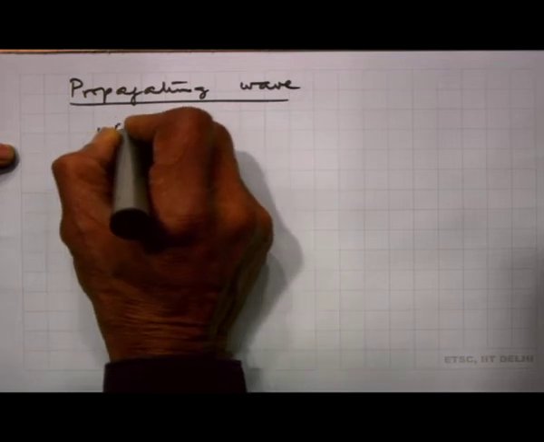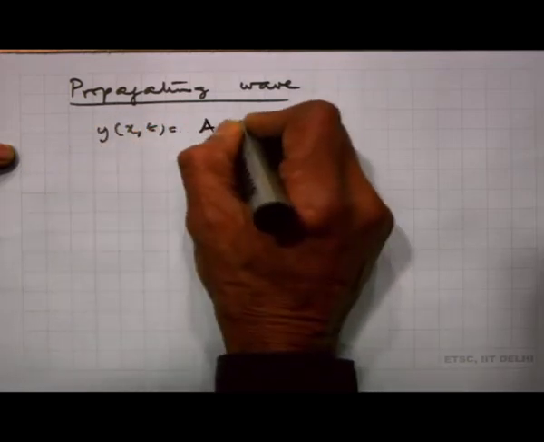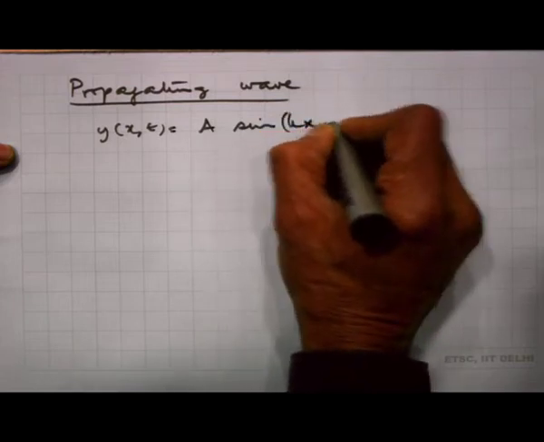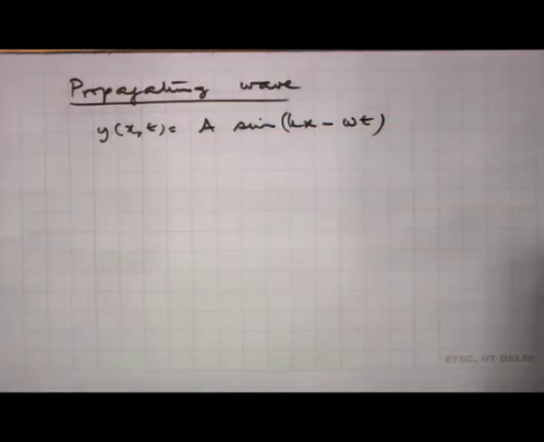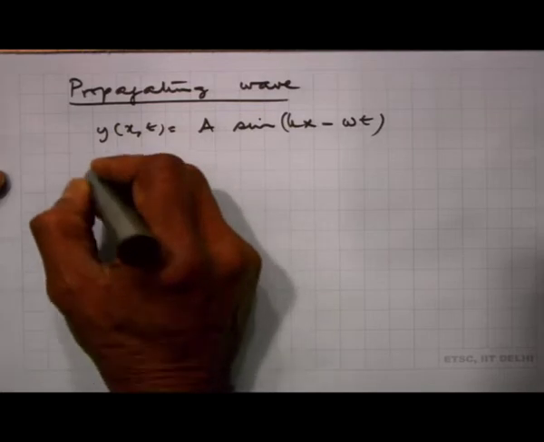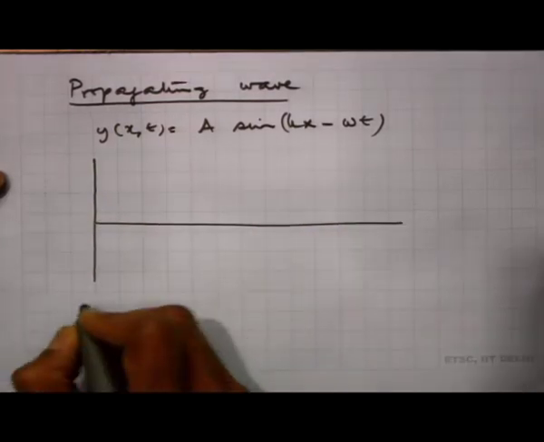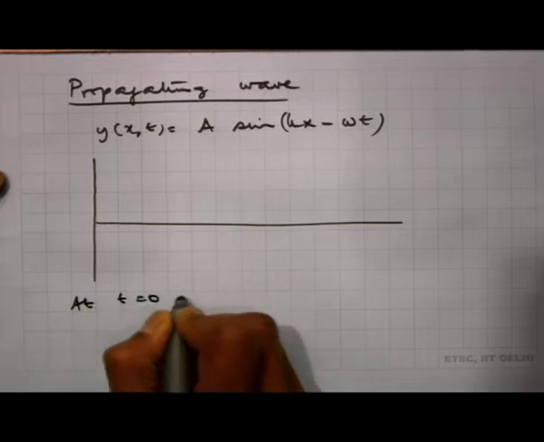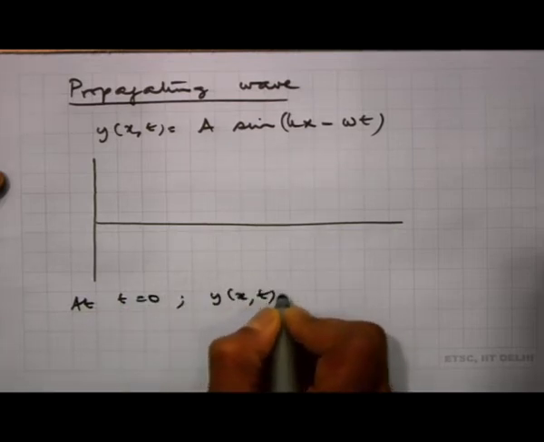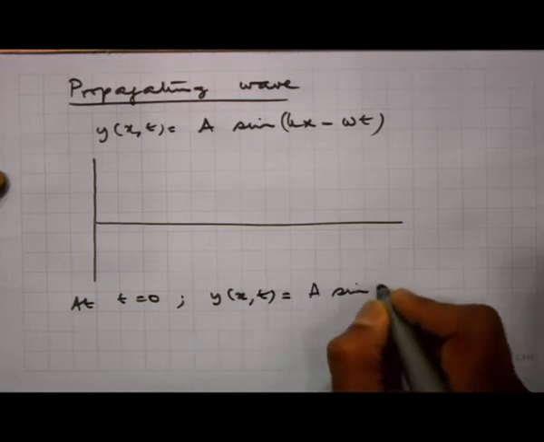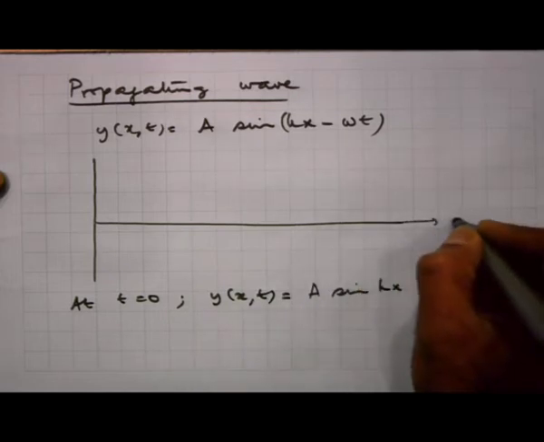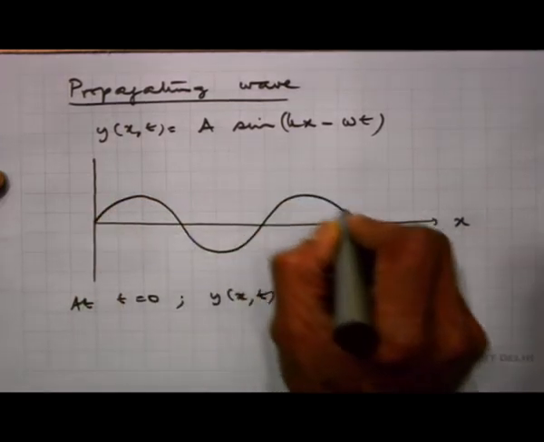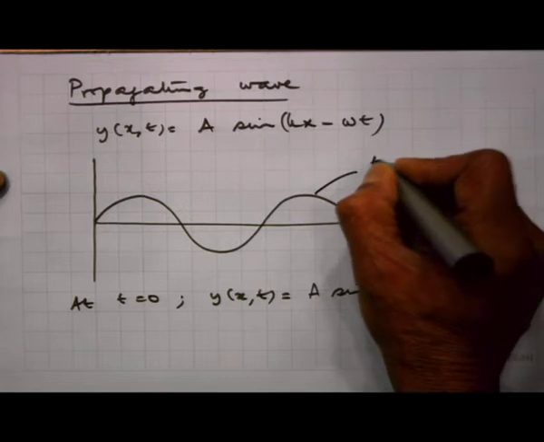So, my equation is y of x, t is equal to A sin(kx minus omega t). I want to draw how the string will look at a certain instant of time, say t is equal to 0, and a slightly later instant of time. At t is equal to 0, y of x, t will be A sin kx, which we have drawn before. This is a function of x, so it looks like this. This is at t is equal to 0.